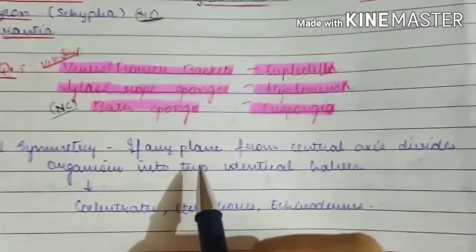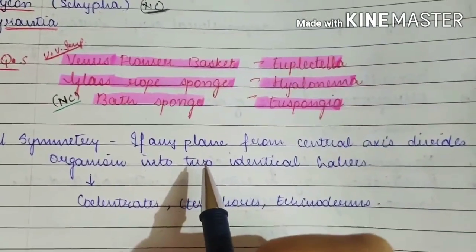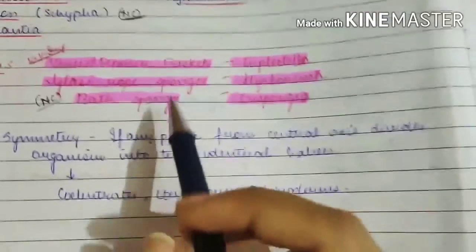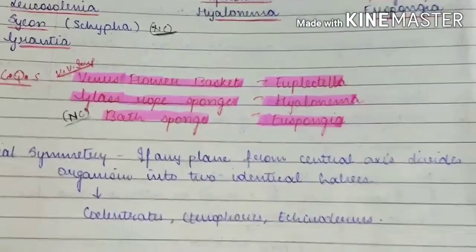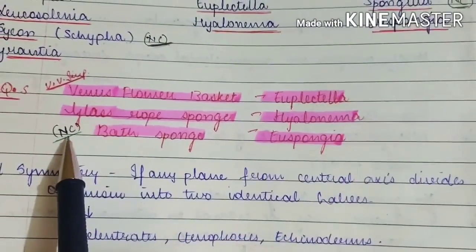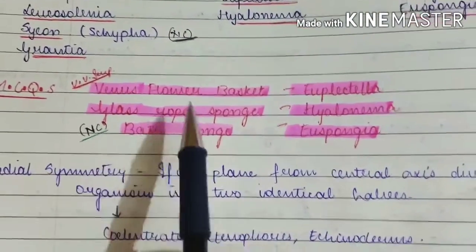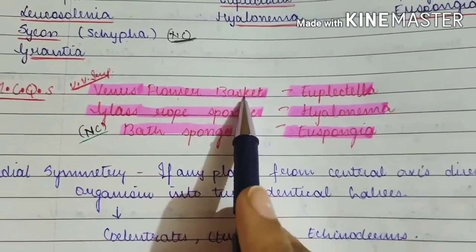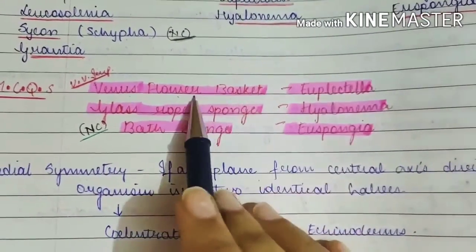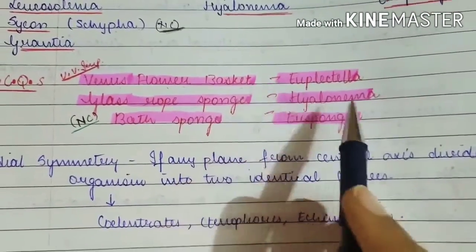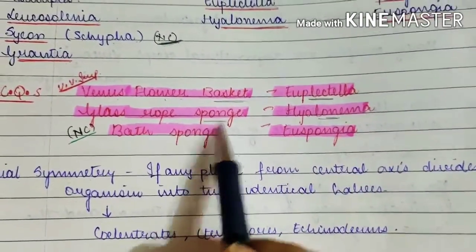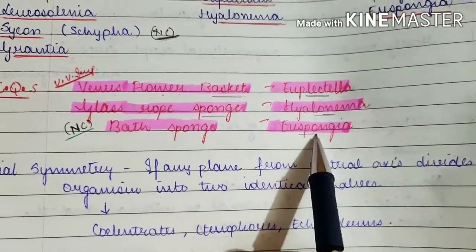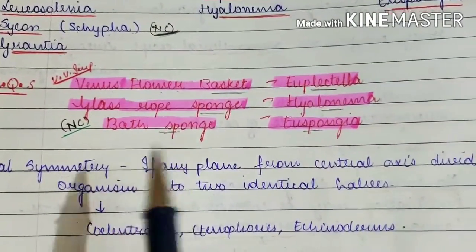Next, coming to some very important MCQs, which are mostly the examples discussed in the NCERT. The three very important examples of poriferans that are discussed in the NEET examination are: one is the Venus flower basket, that is Euplectella. Euplectella is also known as the Venus flower basket. Hyalonema, which is known as the glass rope sponge. Then is Euspongia, which is known as the bath sponge.